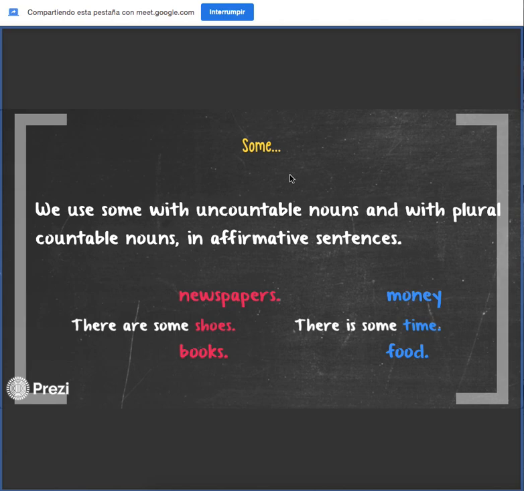Perfect. And what about food? Who can give me an example by using food? Maybe Samuel. Samu, can you hear me, baby? Okay, maybe not. Sofia Orjuela, please give me an example by using some and food. Sophie, can you hear me? Oh my god, what's going on with you? Then, Gabby, please give me an example by using some and food.